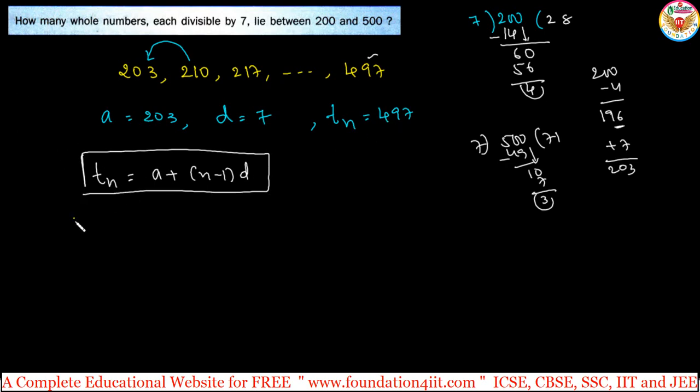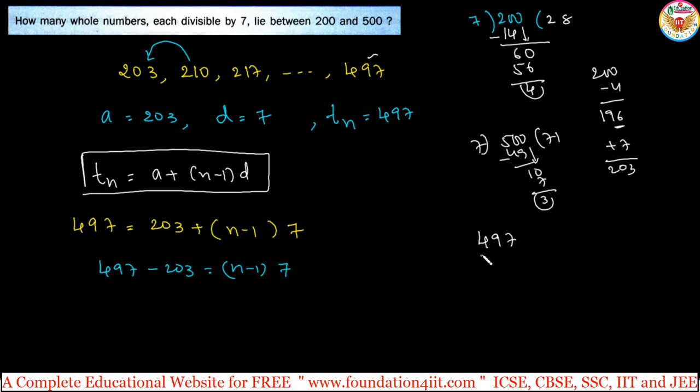The nth term is 497, right? The value of a is 203 plus n minus 1, and only n we have to find. d is 7. You just take 203 to the left side and subtract. So 497 minus 203 is equal to n minus 1 into 7. From 497 you subtract 203, so 294. 294 is this value. 7 is taken to the left side, divide by 7, n minus 1.